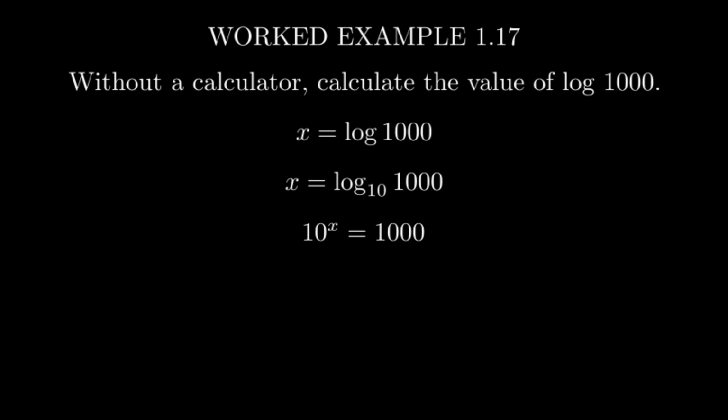1000 is 10 cubed. We can rewrite the equation as 10 to the x equals 10 to the 3. Since the bases are the same, the exponents must be equal. Therefore, x must be 3. So the value of log 1000 is 3. We've successfully calculated a logarithm by thinking about it as an exponent.